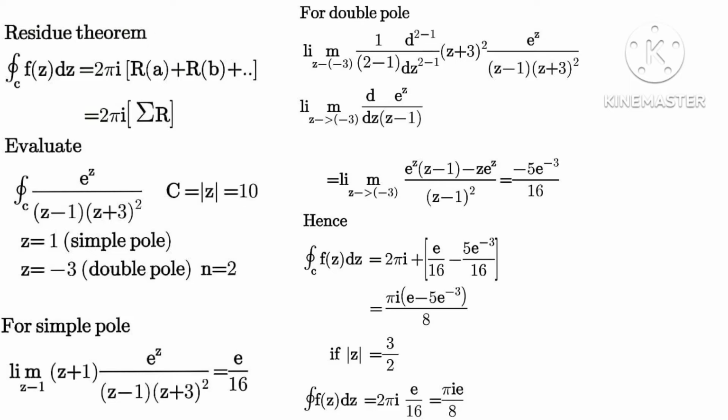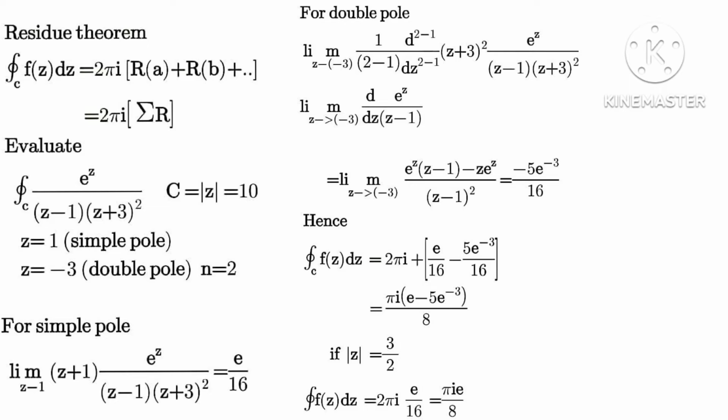Then we have, if |z| equals 3 over 2, this simply means that 3 over 2 is not up to 3. So it is only within the cycle of the first residue, which is e over 16, that is z equals 1. So 3 over 2 is not above 1. So we only add the first residue in this case, that is e over 16.